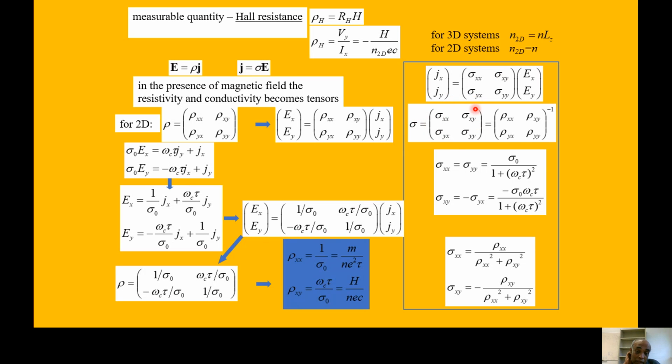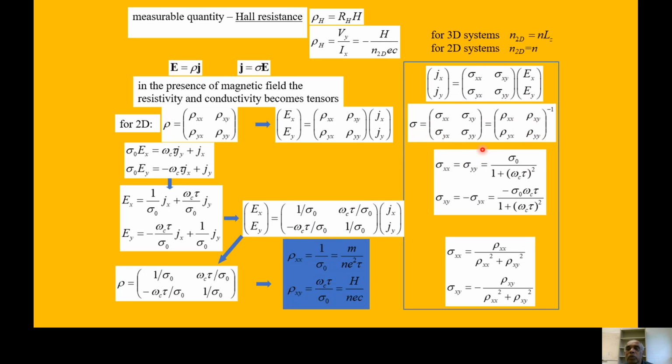But you do not take the inverse of a number, you have to take the inverse of your matrix, right? If it is a scalar, that's simple, you can write sigma as 1 over rho. But if it is a tensor, your sigma is basically the inverse of your rho. You know how to calculate the inverse of a matrix. You have to take the cofactor, then divide by the determinant, right? Everybody knows how to take the inverse of a matrix.